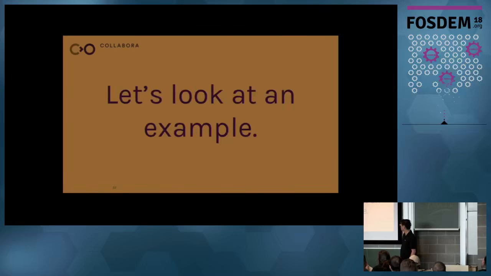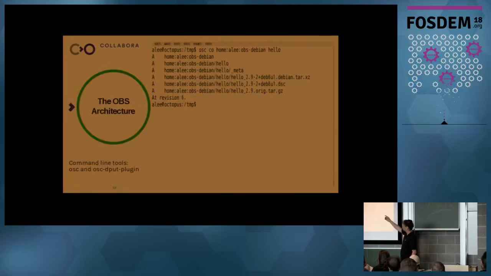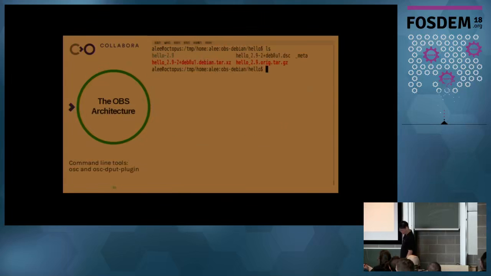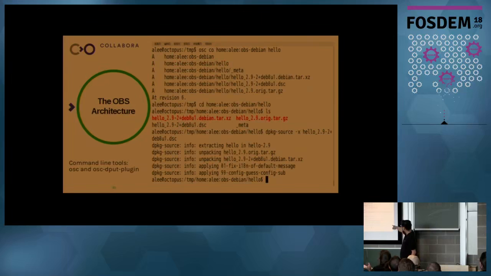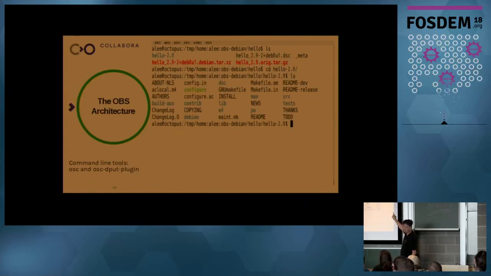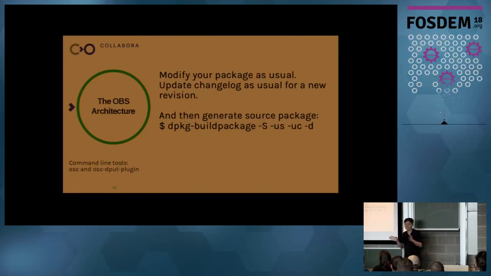Let's have an example. Here the command line tool is called OSC, and OSC has commands similar to CVS, like checkout. So I can check out my home branch. It's a hello package. Once I check it out, I can go into the folder and see there's a Debian package there. I extracted the Debian package and can see the source code. Then I go into the package folder I extracted, and I can see there's a Debian folder there. I just modify the package as usual.